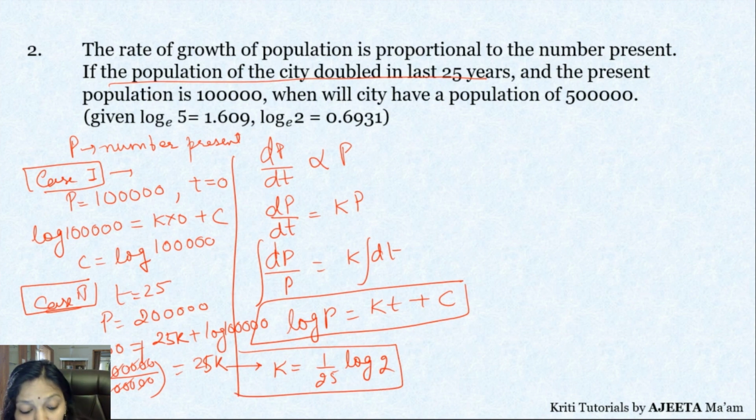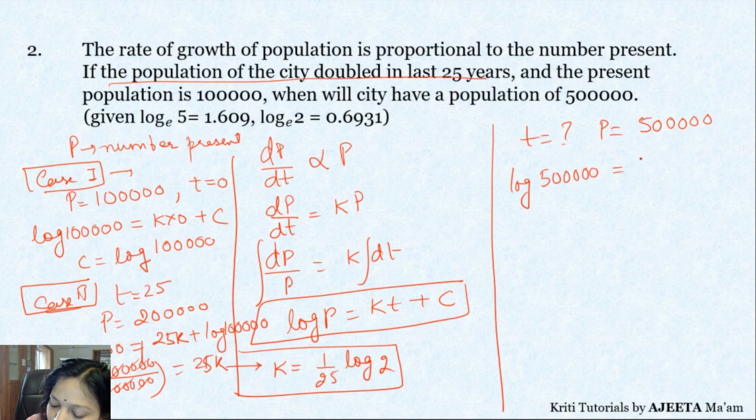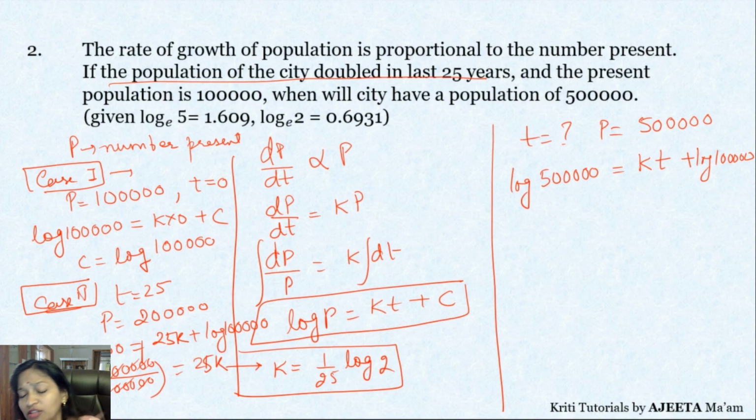Now the third condition. The third condition will be when will the population be 5 lakh. So that is what we have to calculate, the time, and your population is given 5 lakh. Right? Now let's calculate it. So now log 5 lakh equals Kt plus C, C का value log 1 lakh. K का value भी हम put करेंगे. Right? Now what will you get? Again the same property. You will take the log term on the left hand side. So it will become log 5 lakh by 1 lakh, which is log 5.